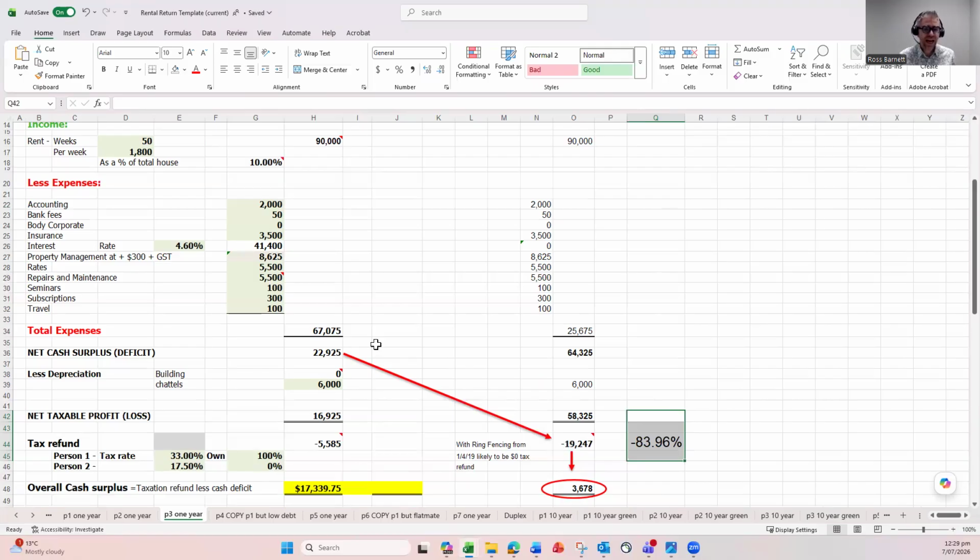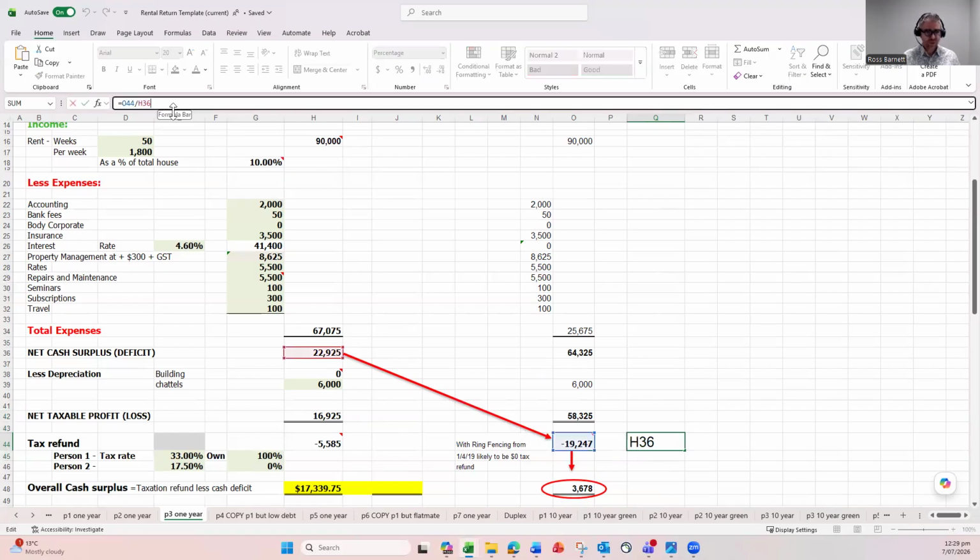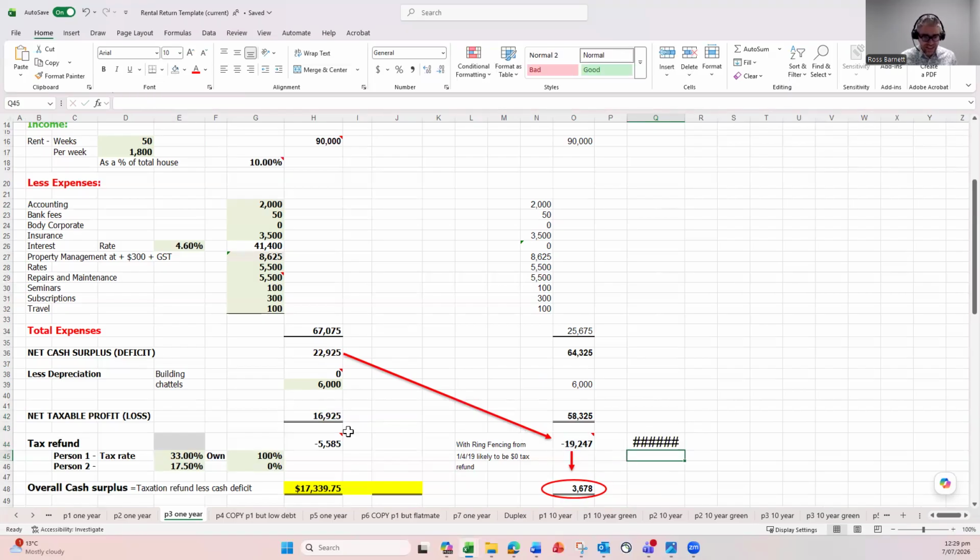So yeah, this property investor is making $23,000 of cash. There's some chattels depreciation, reducing their taxable profit. Then they're still paying 19,000 tax on that, 83%. If we did it out of the actual taxable income, it's even going to be worse. So we'll do that out of the 17,000 instead, and we're up to 114%, sorry, 114% income tax.